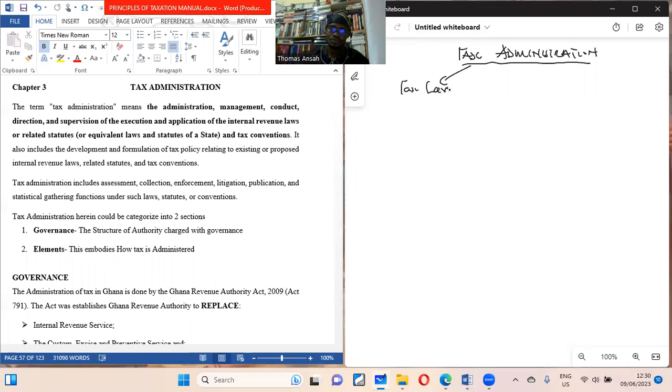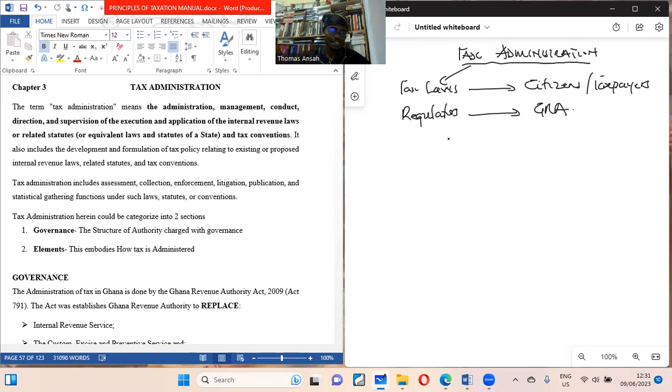Now, when we have the tax laws, then we need those who enforce the tax laws. Because the subjects of the tax laws are the citizens. All right. Or let me say taxpayers. All right. So those who pay the compulsory contribution. Then we need the regulators, those who are going to really enforce that the laws are in place. And you realize that in this case, we are looking at the Ghana Revenue Authority. All right, so that is what we mean by tax administration.